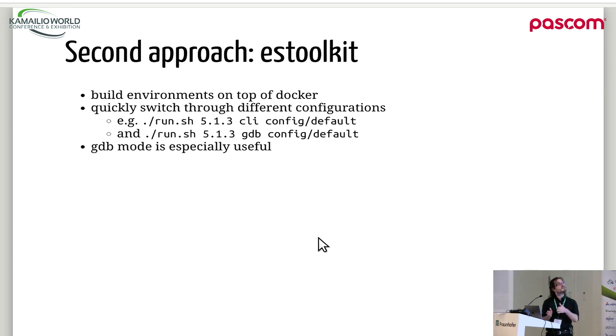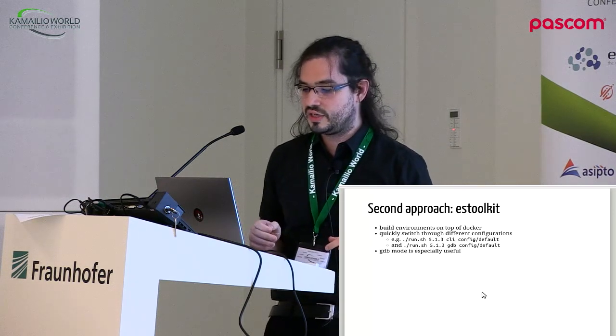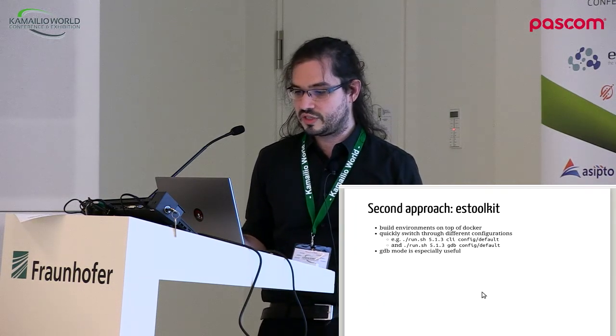And then it allows us to run that Docker image so that we get dropped in CLI or GDB, depending on what we want, to be able to test different versions very quickly and switch across different configurations. And this is really useful when you're trying to find out if a bug affects different versions or if it's just a few versions.